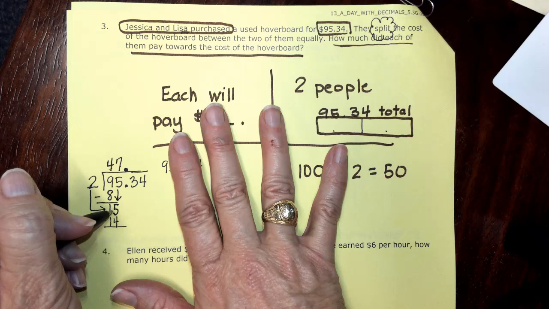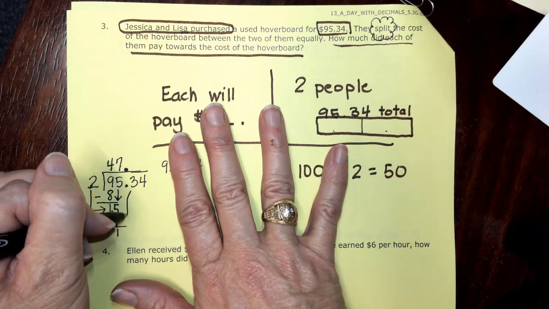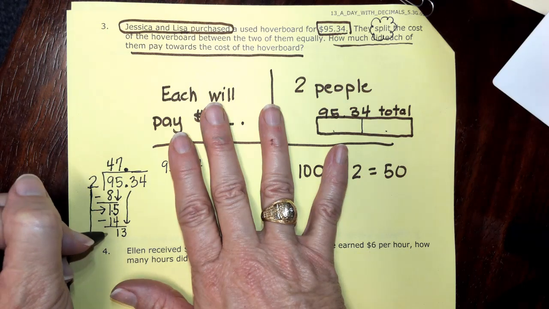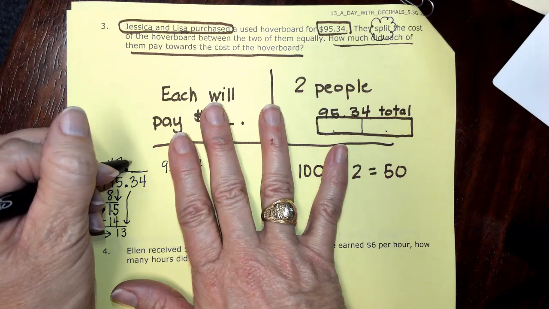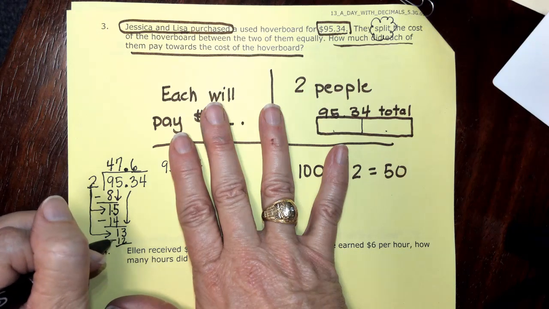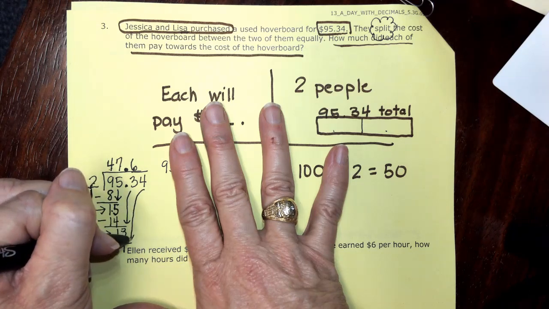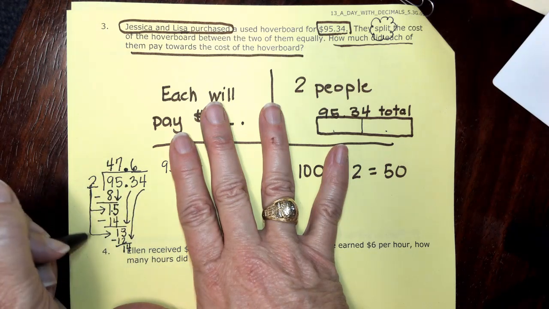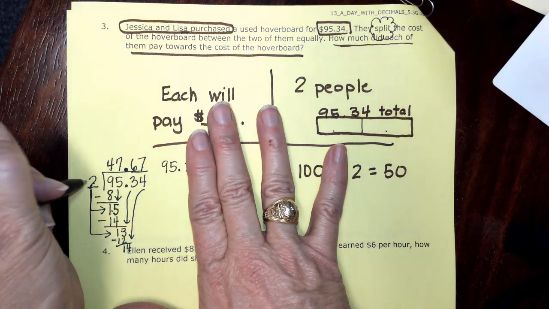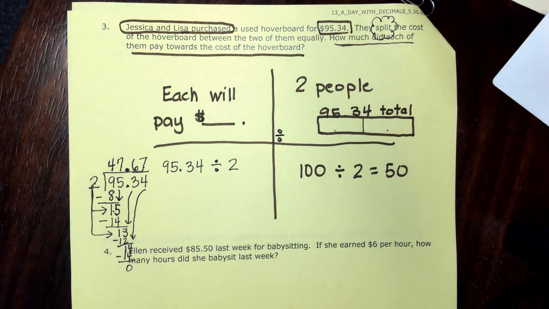And 15 minus 14 is 1. I can bring down my next number, which happens to be 3. How many groups of 2 are in 13? Well, that would be 6. 6 groups of 2 will give you 12. And 13 minus 12 is 1. And I can bring down my final number, which is 4. And how many groups of 2 will give me 14? And that will be 7. 7 groups of 2 is 14. So now that I subtract, I have nothing left over.